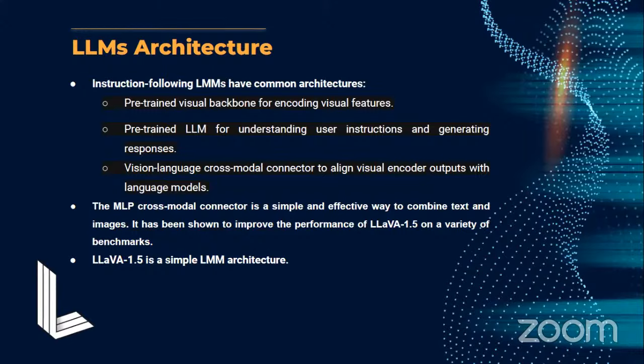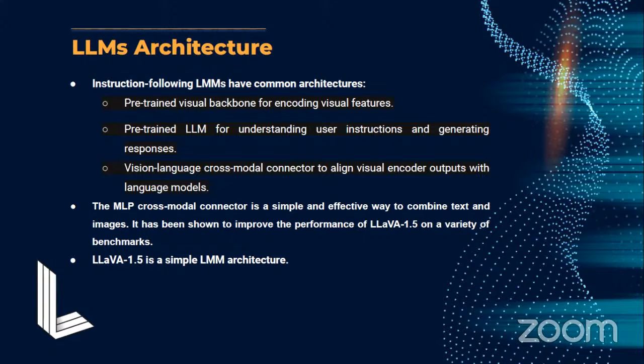Here I will talk about the LMMs' architecture. There are common architecture components of LMMs. The first is a pre-trained visual backbone for encoding visual features. Its function is to serve as a foundation for encoding visual features from the input image. It is typically a neural network that has been pre-trained on a large dataset to learn general visual representations. Its role is to extract high-level features from the images, capturing patterns and structure that are relevant for understanding visual content.